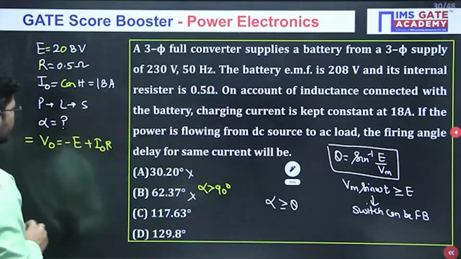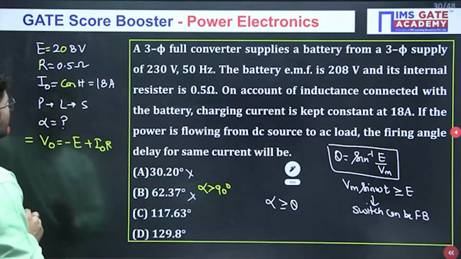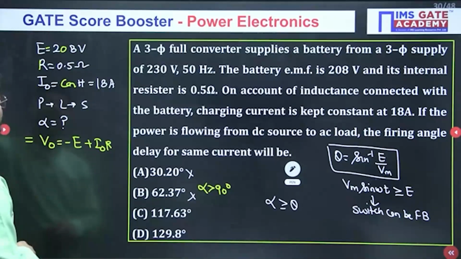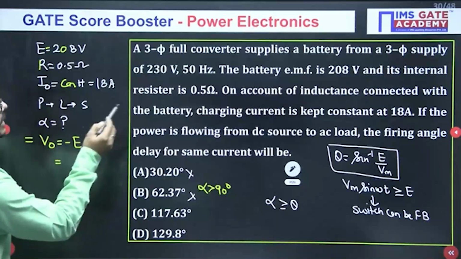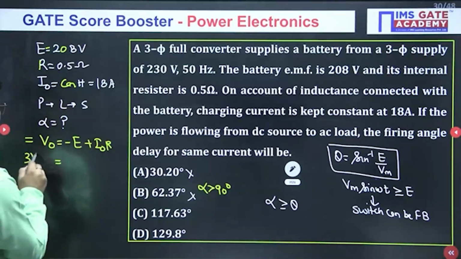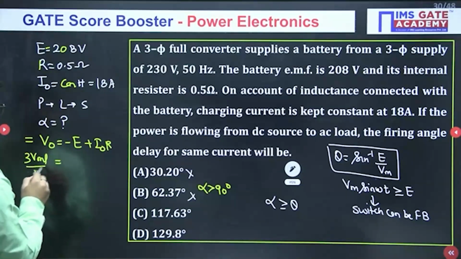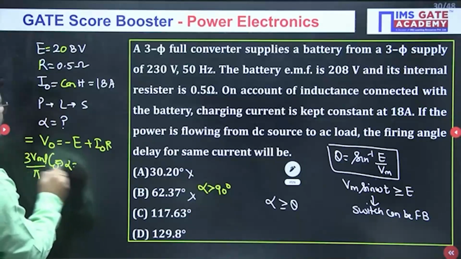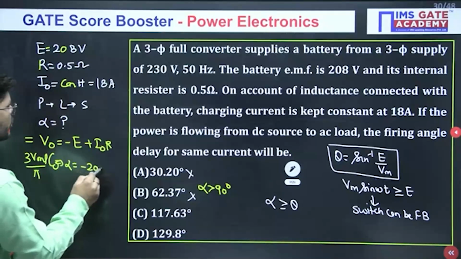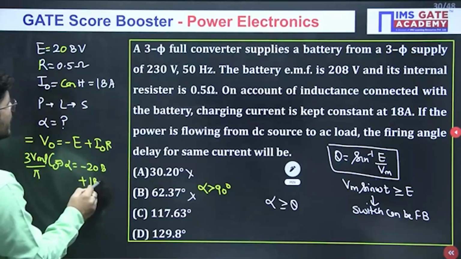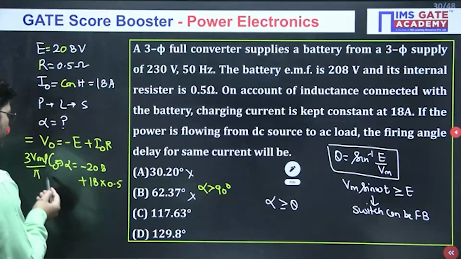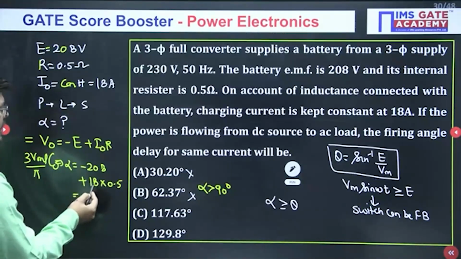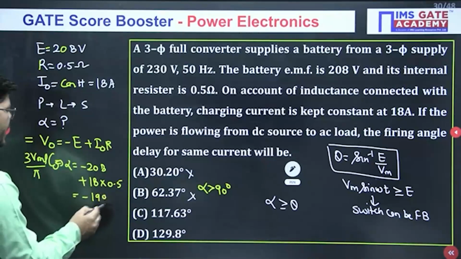Okay. So see, this condition we will apply. What will you get from here? V naught, this is a three-phase full converter. So the V naught formula will be 3 VML over pi cos of alpha, and minus of E means 208 plus I naught is 18, and what is the value of R? It is 0.5. Okay. So how much will you get here? 208 minus 208 plus 9. You will get minus 199 here.